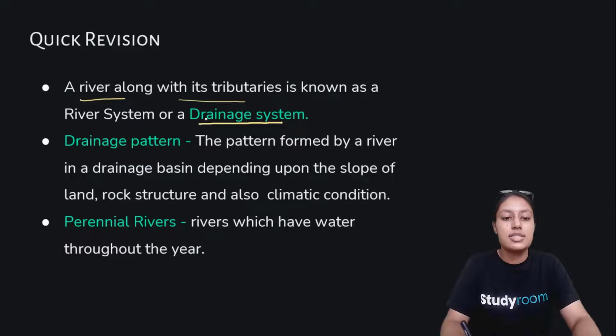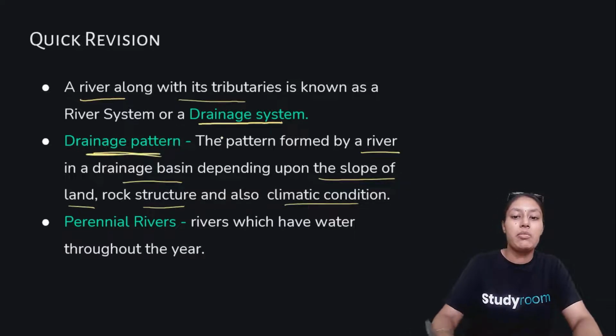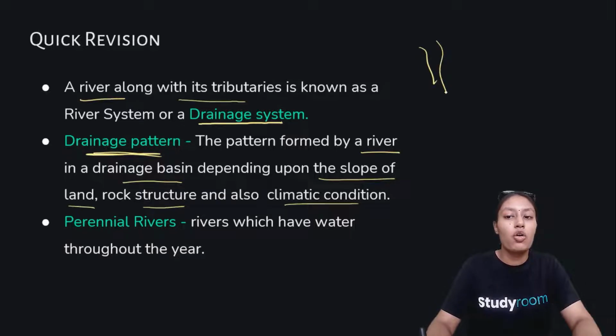Okay, it's almost the same. Now, what is a drainage pattern? A drainage pattern is the pattern followed by a river in a drainage basin, depending upon what kind of physical or geographical conditions are there. Is it the slope of the land, the rock structure, or any other climatic condition? So that is a drainage pattern, meaning what pattern is followed by a river and its tributaries.